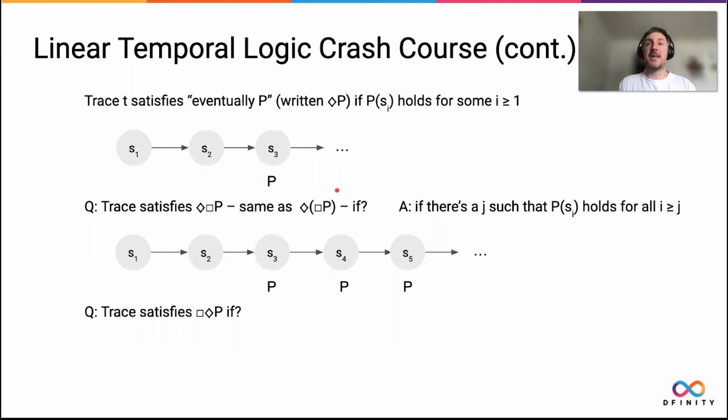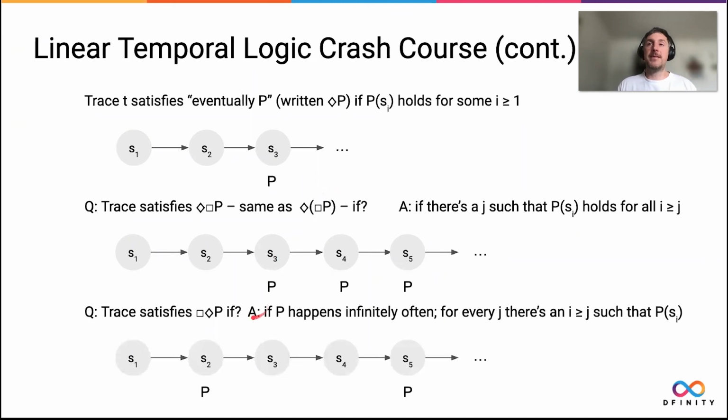So the question is, when does the trace satisfy box diamond? So again, I give you a few seconds to think about it. Okay, so this is satisfied if P happens infinitely often. So basically, for every j, there's an i greater than j. Okay, this is the formal thing, but basically this means that P should appear infinitely often in the trace. So there are infinitely many points where P appears. Okay, so armed with this, actually we can almost go back to our prover-verifier model. We need one more thing. So these liveness properties, they require that something happens, like eventually something will happen and so on.